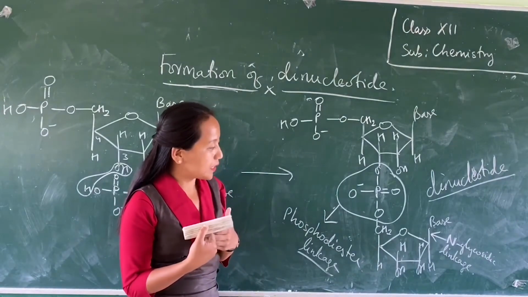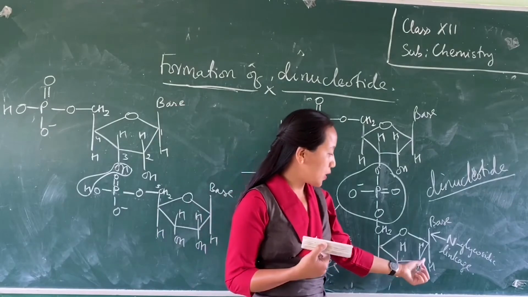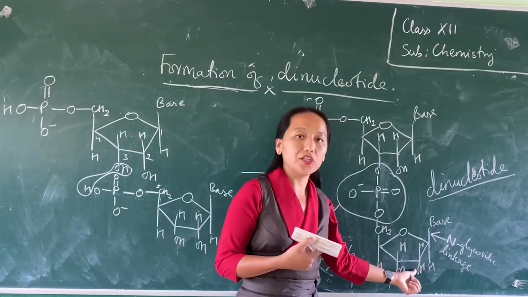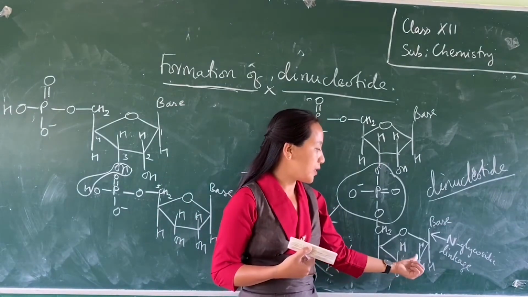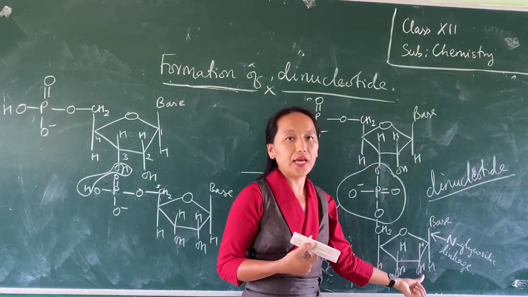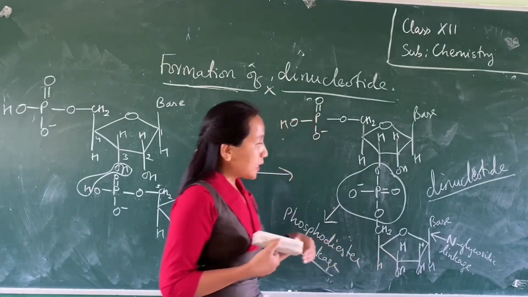In the case of DNA, instead of OH on the second carbon atom, you will have H. Whereas in the case of RNA, the second carbon atom of the sugar will have the hydroxyl group.